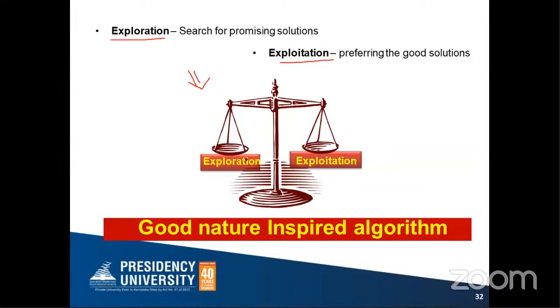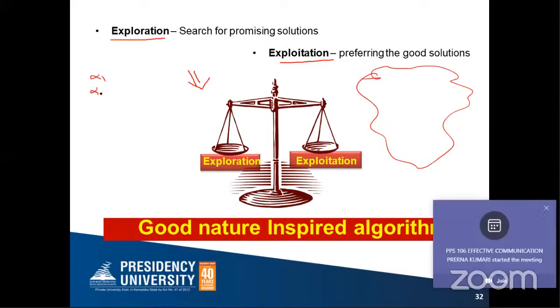Then what is the beauty of this algorithm? Any algorithm, if you are using it for your problem, should have 2 points: exploration and exploitation. What is meant by exploration and exploitation? Let us say your search space is like this. This is a search space. Let me tell you, in my case I am finding out alpha 1, alpha 2, alpha 3, alpha 4, right?